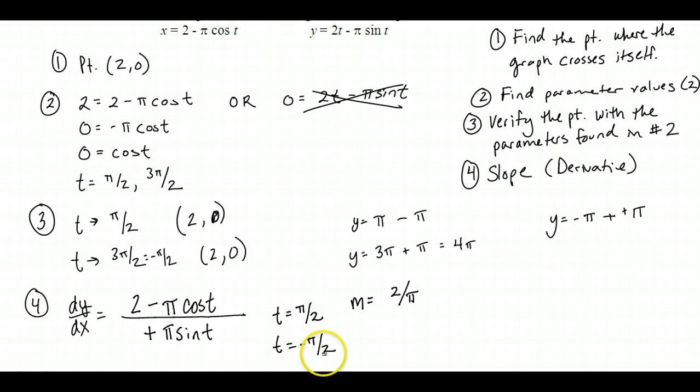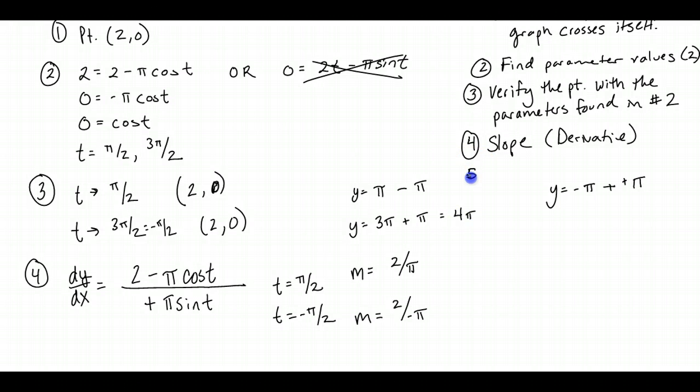If we have our parameter at negative pi over 2, we also have to find the slope for that one. So negative pi over 2 will give us 0 again for this term, times pi is 0. 2 minus 0 is 2, divided by sine of negative pi over 2, which is negative 1, times pi will give us negative pi. And oftentimes, these two things will be negative reciprocals of each other. So I have 2 parameters, I have 2 slopes. The last step, number 5, is now we need to write our equation. Or equations, sorry. Because we know we have 2 of them.